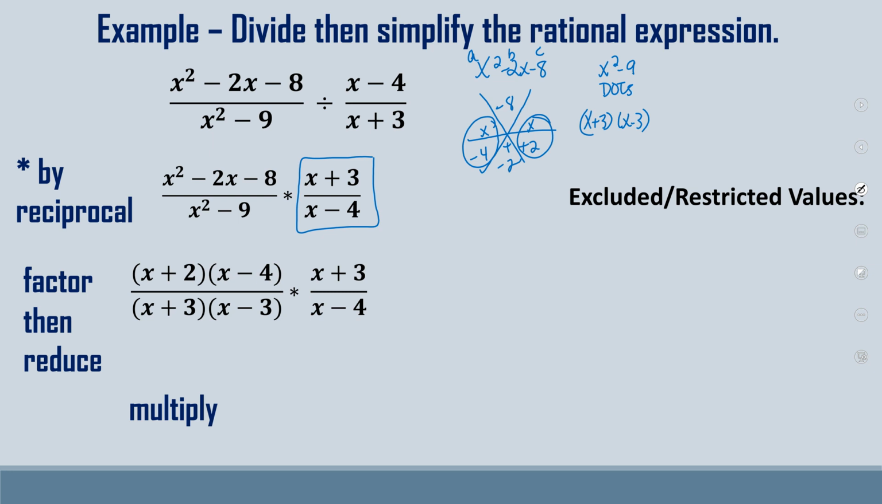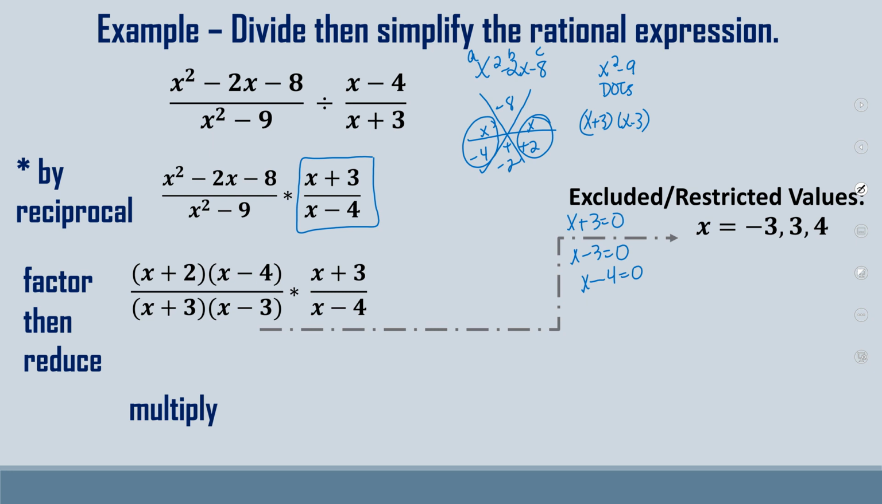Now we can reduce. Oh, nope, we need to do excluded values. Take everything in the denominator, the x plus 3, the x minus 3, and the x minus 4. So the x plus 3 equal to 0, the x minus 3 equal to 0, and the x minus 4 equal to 0 to give us our domain restrictions of negative 3, positive 3, and positive 4. Okay, now we can reduce.